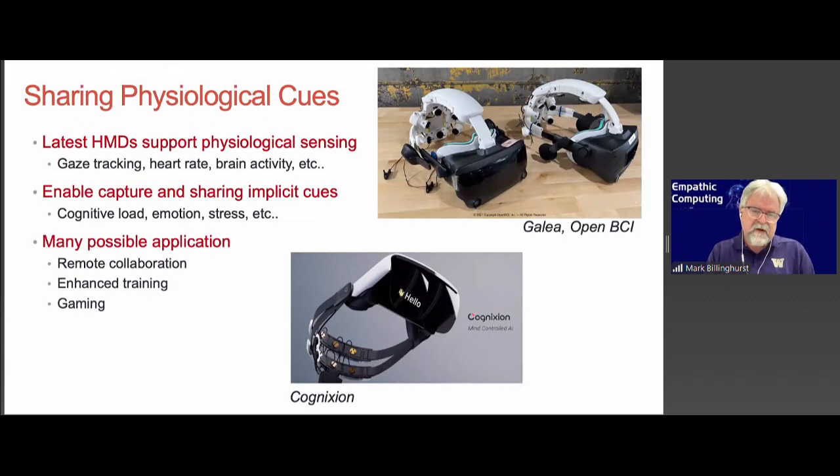So first of all, sharing physiological cues. The latest head-mount displays coming on the market are starting to integrate physiological sensors into the displays themselves. So the early research we did was very complicated because you had to wear an EEG cap and then a heart rate sensor and all these other sensors, and it was very difficult to collect all the data and synchronize it. But some new displays on the market, like the Galea from OpenBCI or the Cognition display, integrate AR, VR displays with EEG and heart rate sensing and other things. And this then means we can capture and measure very important implicit communication cues like cognitive load or stress or emotion with many possible applications.